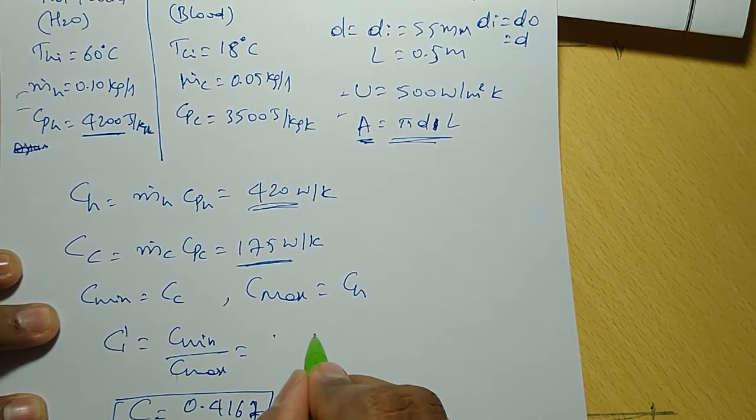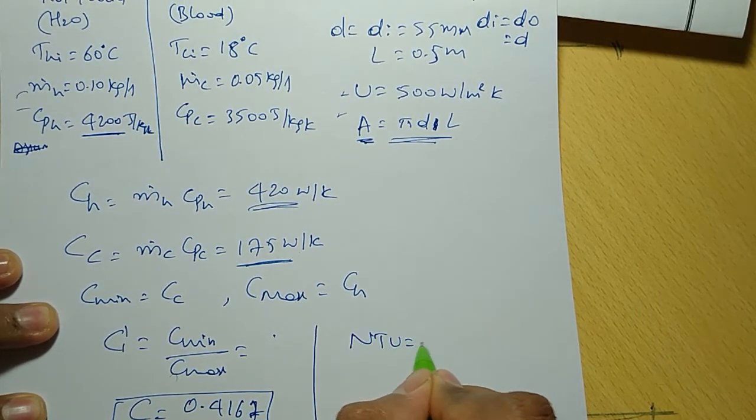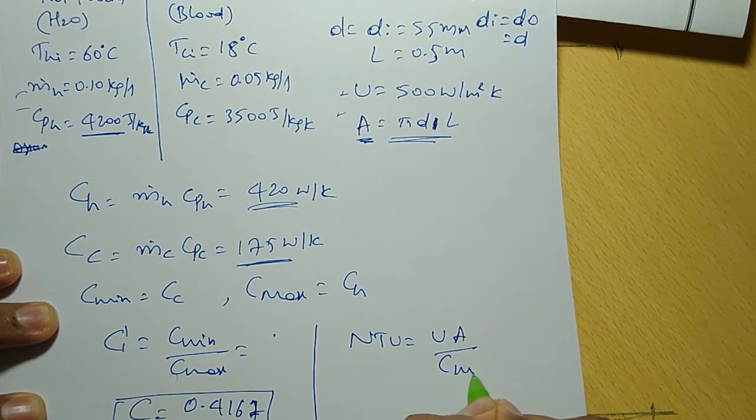Next, you know the C minimum and you know the U and A. Find out NTU. NTU is equal to UA by C minimum. Substitute the values here. I got the answer as 0.2468.